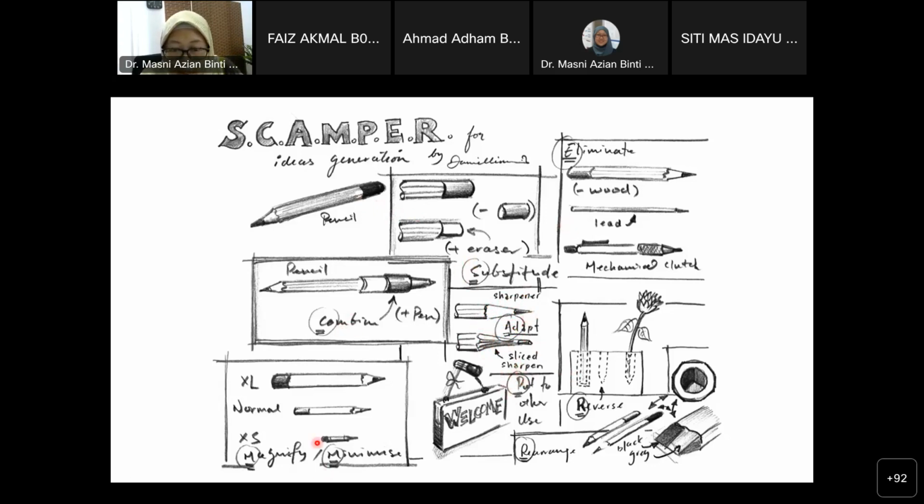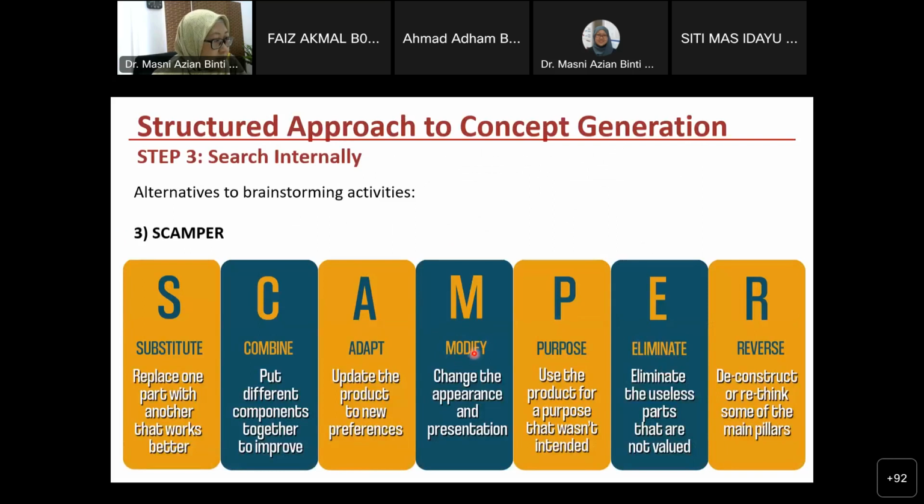SCAM. What is M? What was M just now, magnify? Let me look back. What is it? Hold on. Where is it? Okay, the M part is modify.